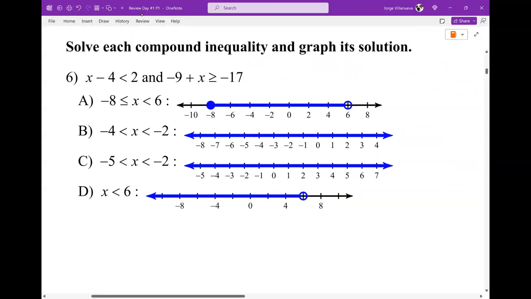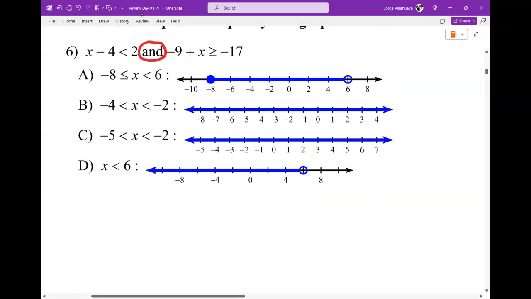Number 6. Solve each compound inequality and its solution. Now notice it says and. Usually and collide towards each other, right? So there's a good chance this is your answer. There's a chance it could be D as well, but good chance that it's A. If it's or, they usually go in opposite directions. But let's see what happens.